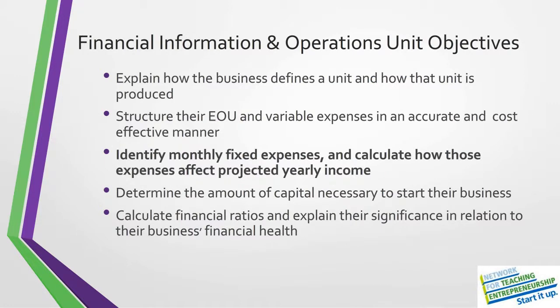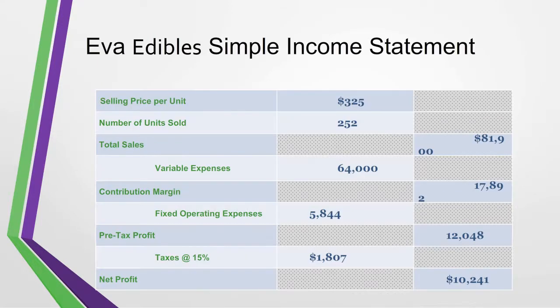Take a moment to review the learning objectives for the Financial Information and Operations unit of learning. You may notice that the income statement is explicitly described in the third learning objective. But the income statement is key to learning objectives 4 and 5 as well. It is the key document or financial instrument used in the Nifty program for students to assess the health of their business. So let's take a look at a simplified version of Ava's Edibles income statement.